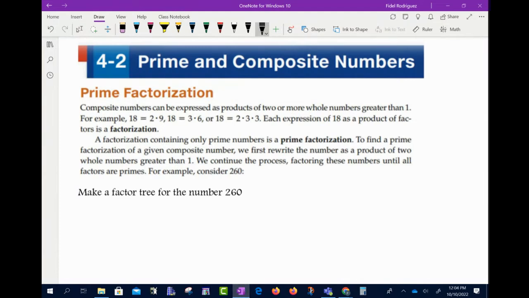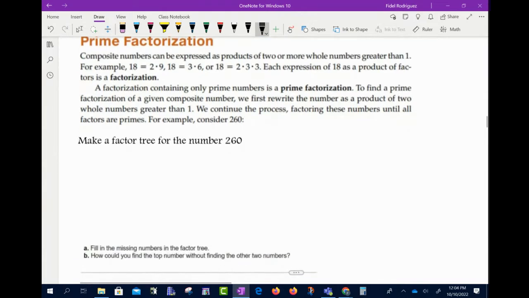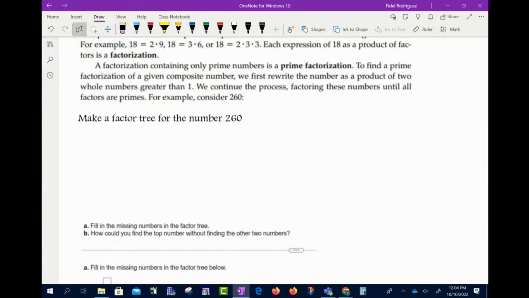So it says to find a prime factorization of a given composite number, we're going to rewrite the product as two whole numbers that are bigger than 1. We're going to continue the process factoring these numbers until all factors are prime. Okay, so this is what we're going to do, y'all. We're going to write something called a factor tree for the number 260.